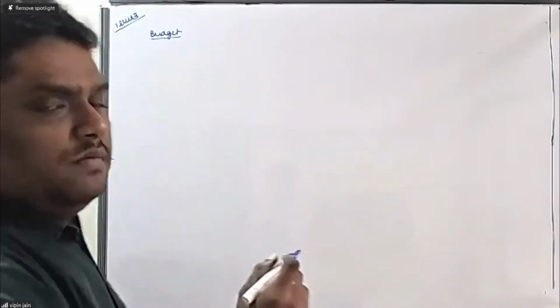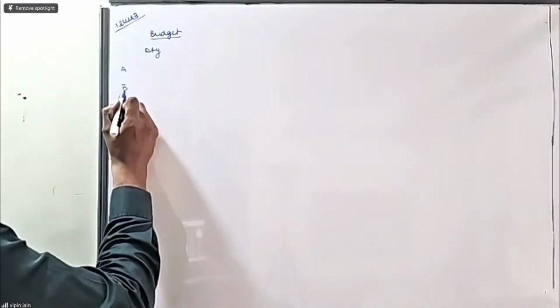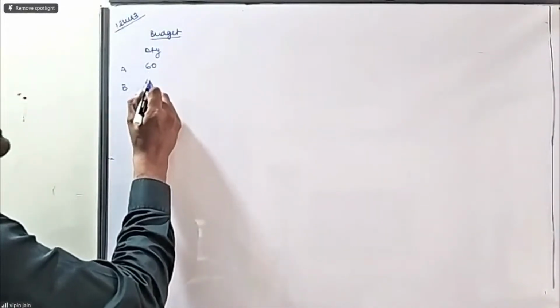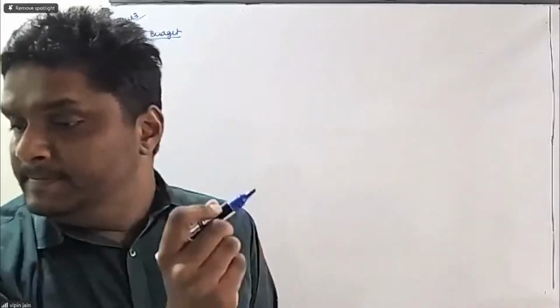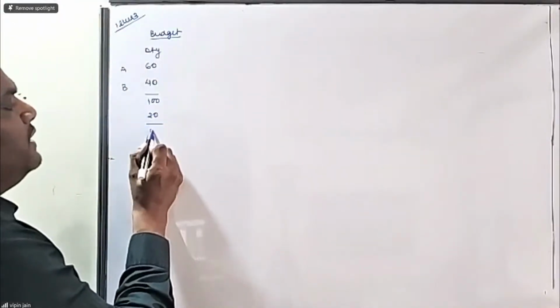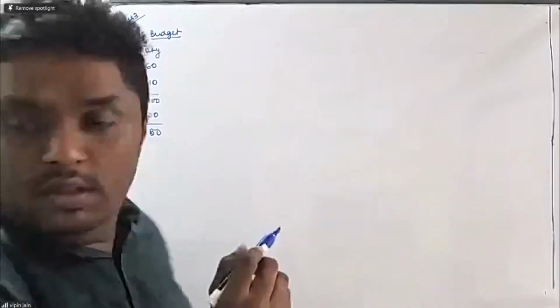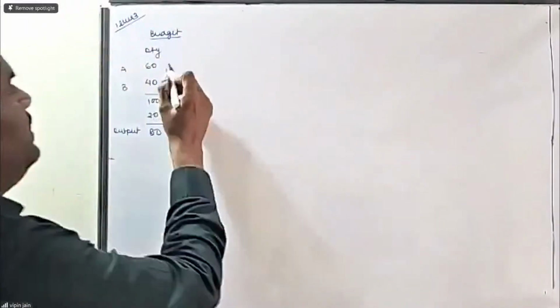Again, budget. So two types of raw materials are used, quantity A and B. It is 60, 40. 100 is the input, 20 is the loss, and 80 is the output. The price is given 20 and 30.